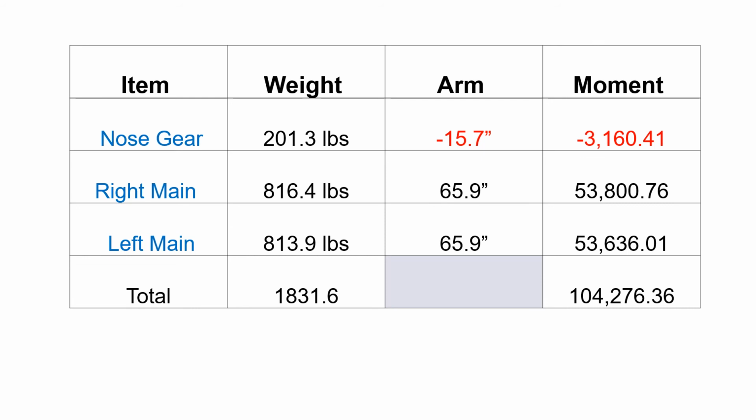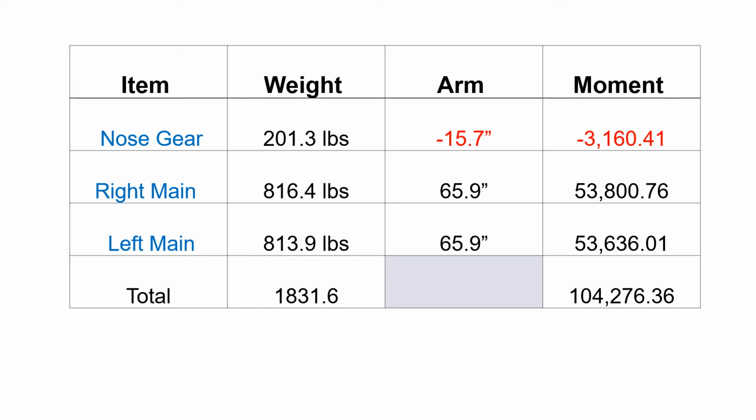We then calculate the moment of each item by multiplying its weight by its arm. Note again that because the arm of the nose gear is negative, the product of a negative arm and a positive weight results in a negative moment for the nose gear. Once each of the individual moments have been determined, we add them together to get a total moment for the aircraft.